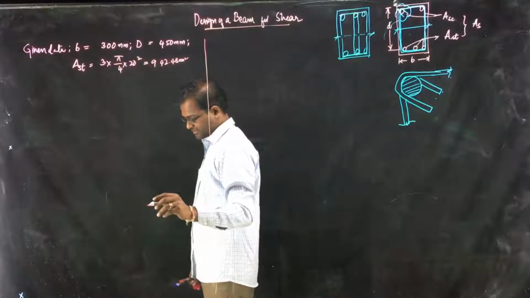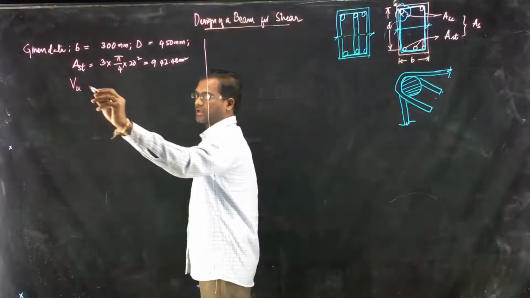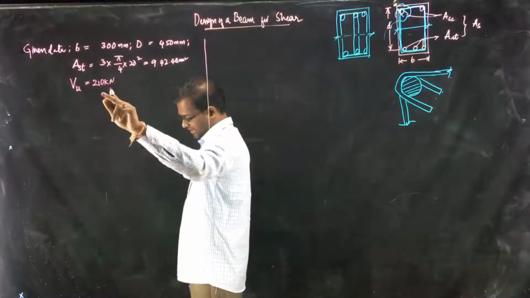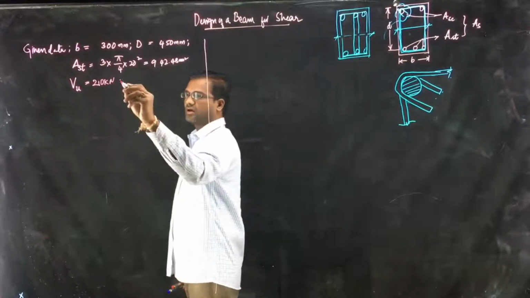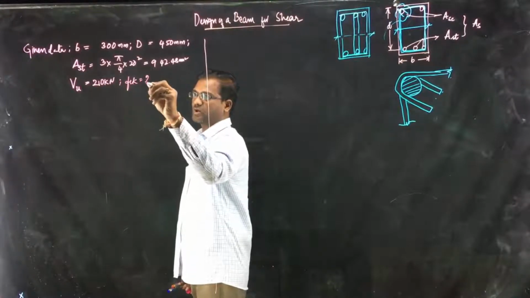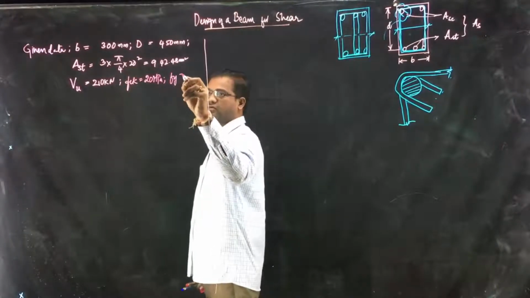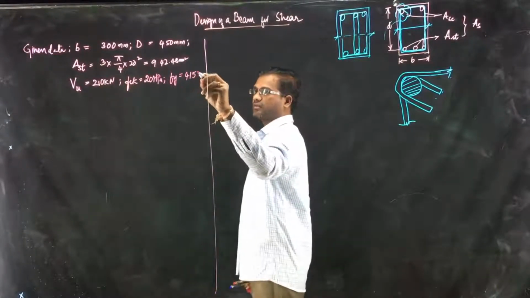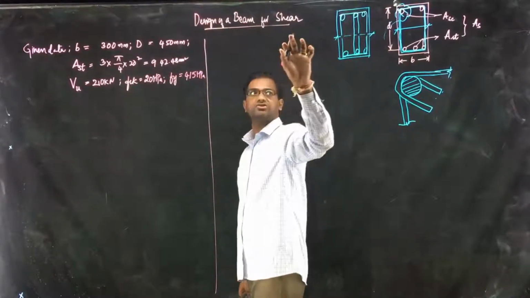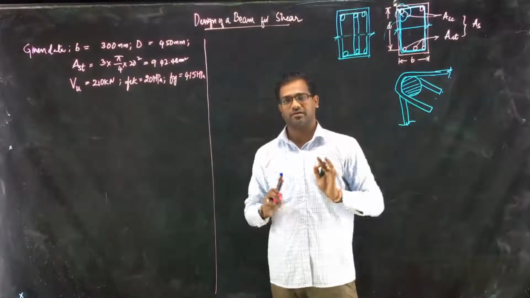Then the other data given to you is the ultimate shear force, which we denote by VU, given as 210 kilonewton. He said it is the ultimate shear force. M20 grade concrete means FCK is 20 MPa, and he has given 415, so Fy is 415 MPa. For this data you need to design the shear reinforcement. How much is the diameter and how much should be the spacing? That is what you need to do.